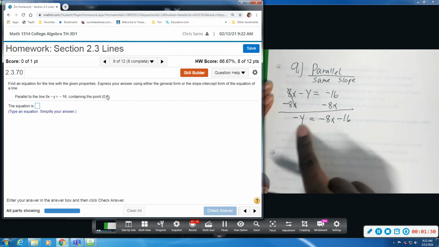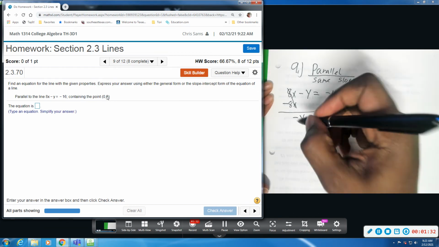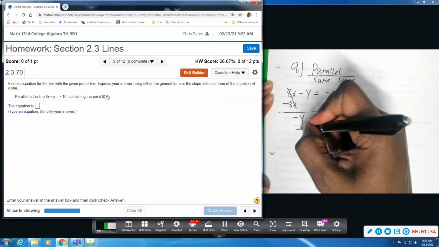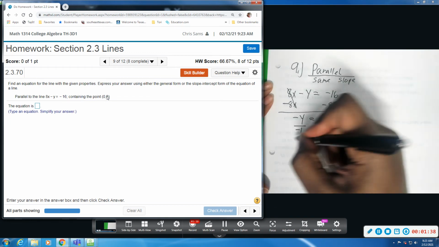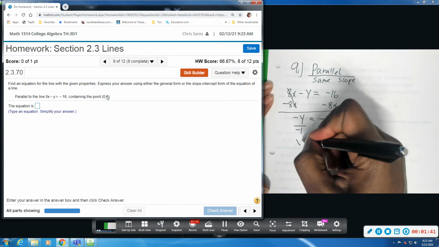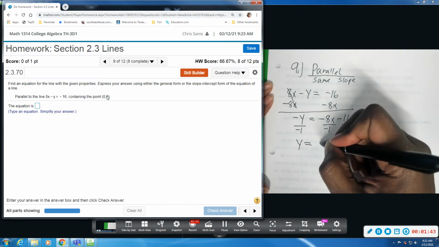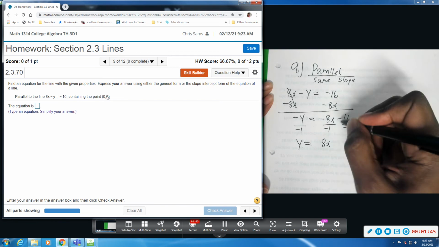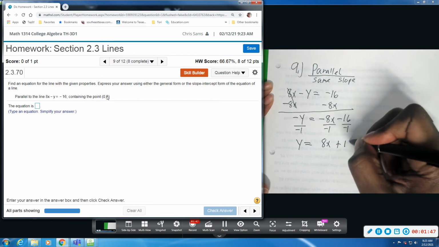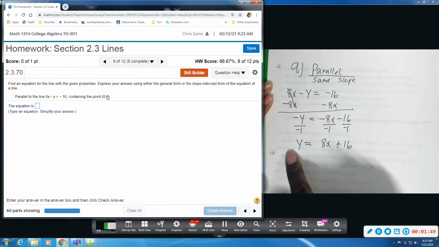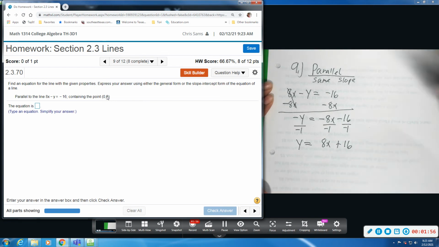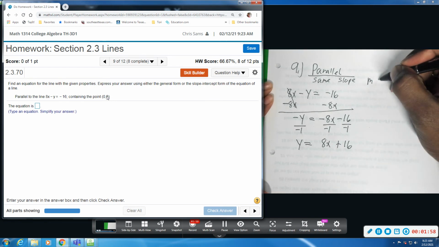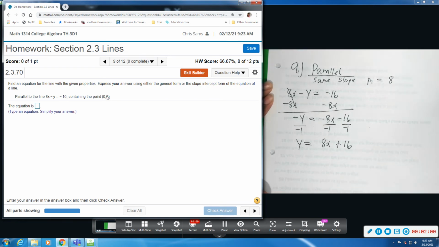Now we cannot have y be negative, so we have to divide by negative 1, or you can say multiply by negative 1, and it will be the same, and we get y, positive y, equals 8x plus 16. Alright, now that we have it in slope-intercept form, we can see that our slope is 8. So the slope that we need is 8.